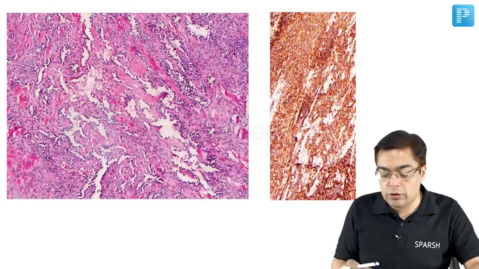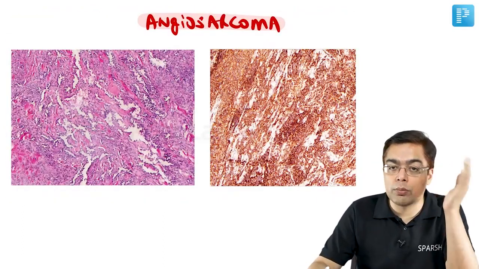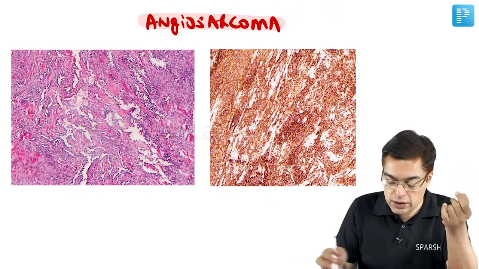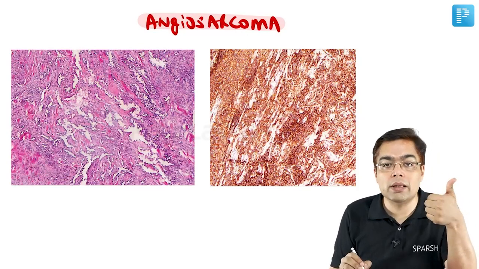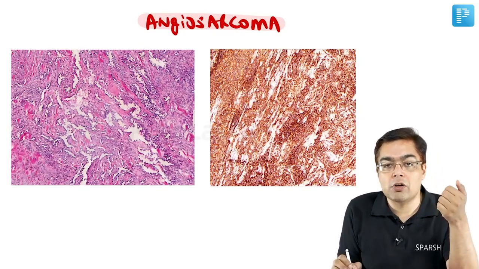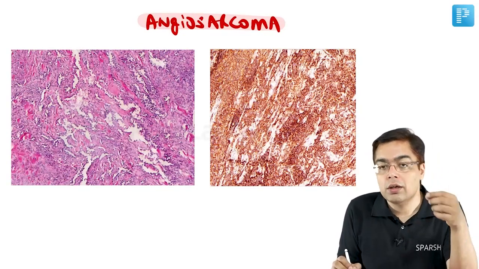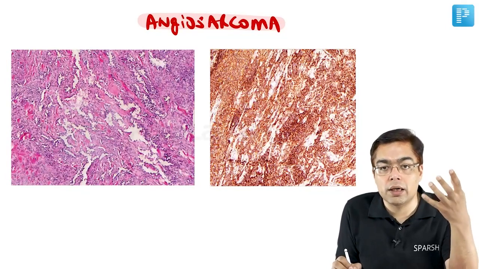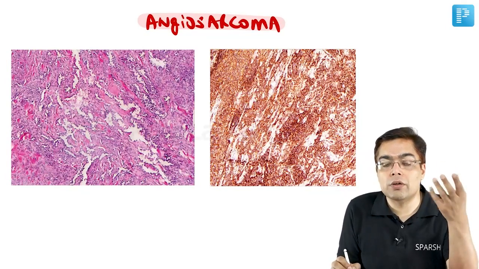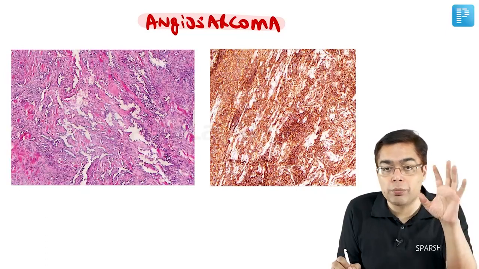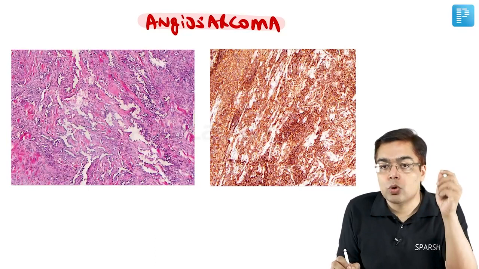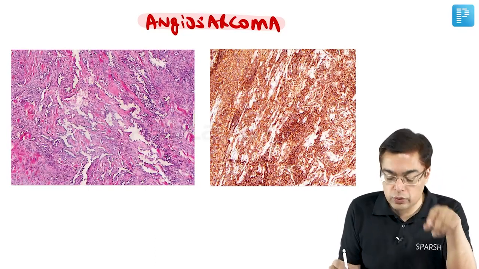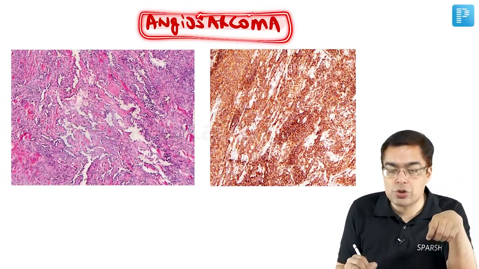I would just like you to tap your brains and recall the etiological factors associated with angiosarcoma. Thorotrust, an example of a radiological contrast medium which was used earlier. We then talk about exposure to a heavy metal like arsenic. We also talk about the worker in a plastic factory, polyvinyl chloride. So TAP: thorotrust, arsenic and polyvinyl chloride are associated with development of angiosarcoma.